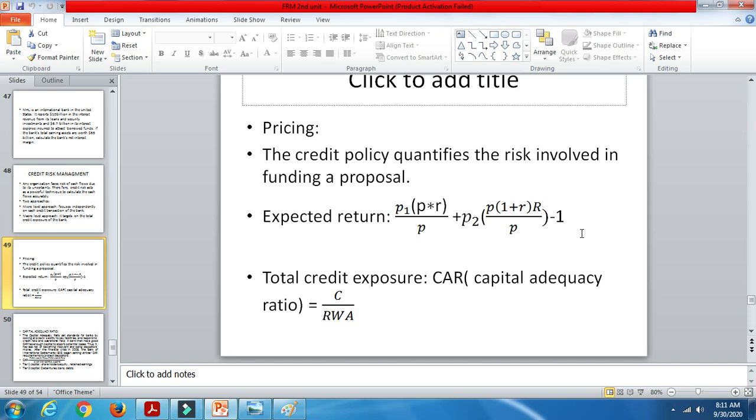P1 is nothing but the probability of repayment. P2 is nothing but the probability of default. R is the interest rate. P is the principal amount. R is the recovery rate as such. So problems on this we are also going to do in my coming classes.